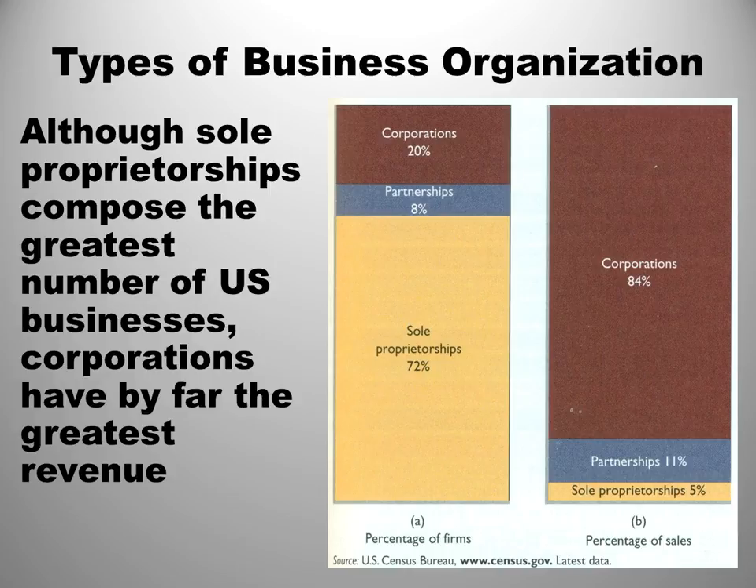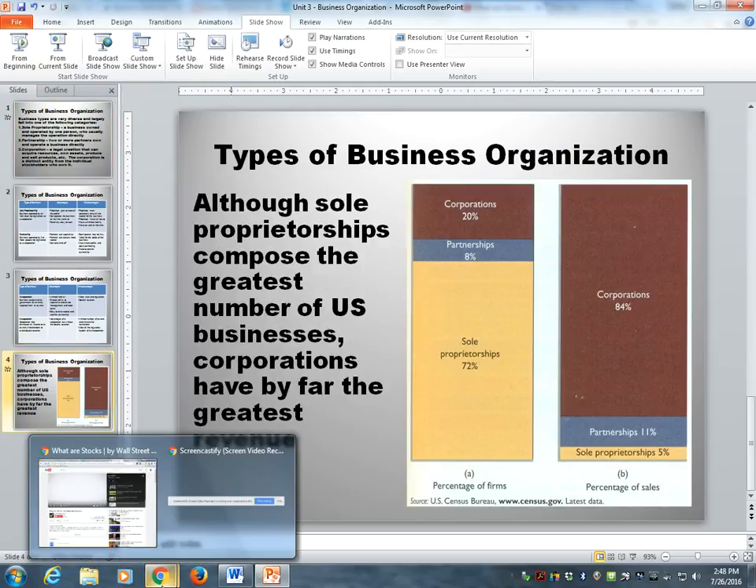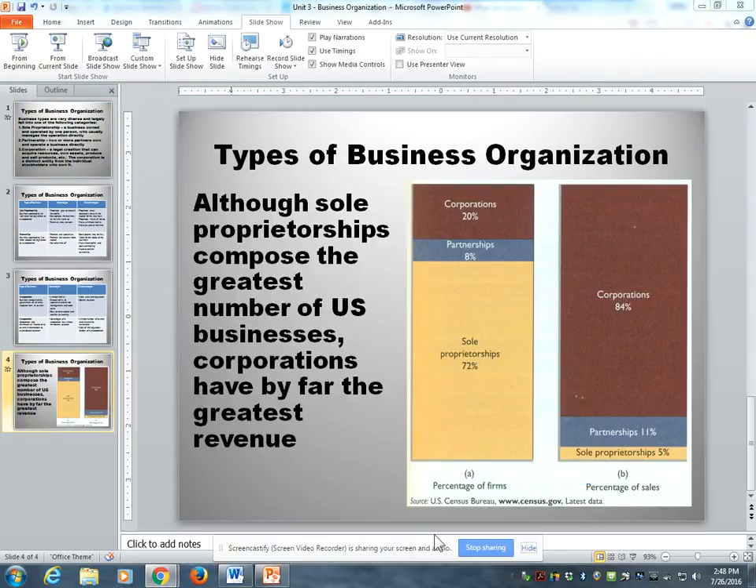However, in terms of how much they produce, their sales, their GDP, corporations account for 84% of sales in America. Partnerships 11%, and sole proprietorships just 5%. Mr. Wendell's lawn mowing service is not going to rack up the same kind of productivity and sales numbers as Apple or GM. And that is an extremely brief look at business structures, business organization.